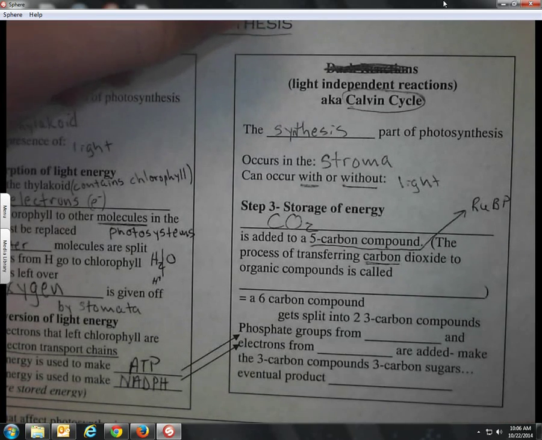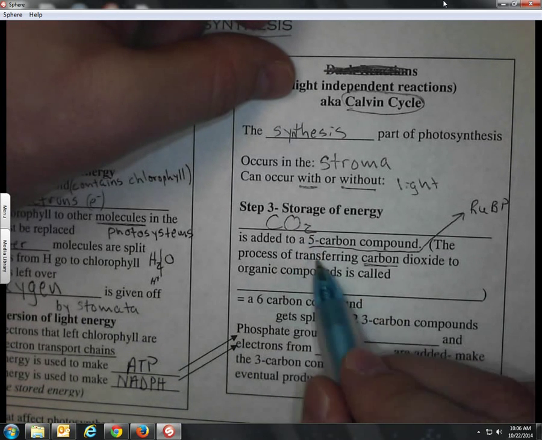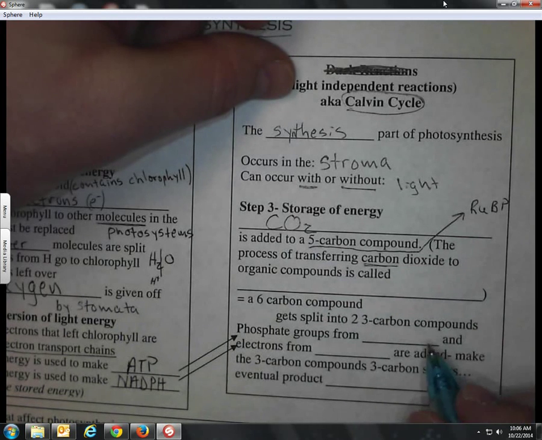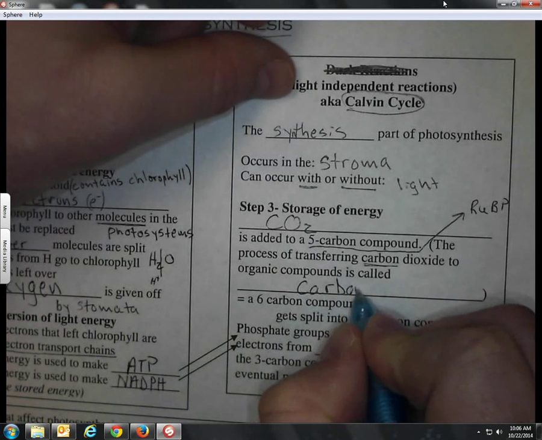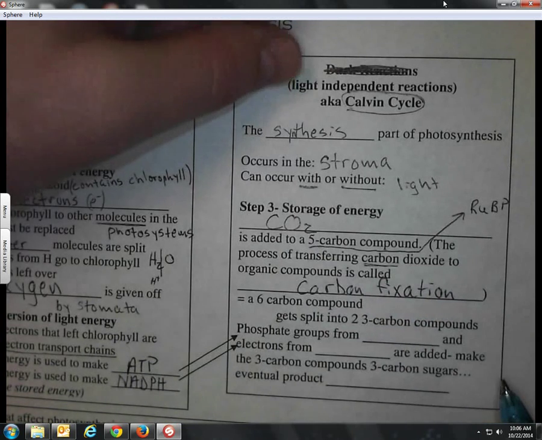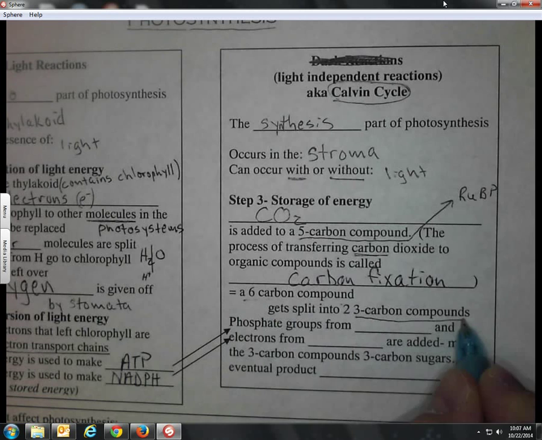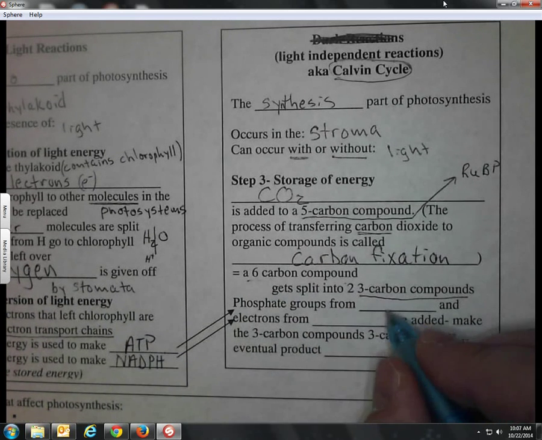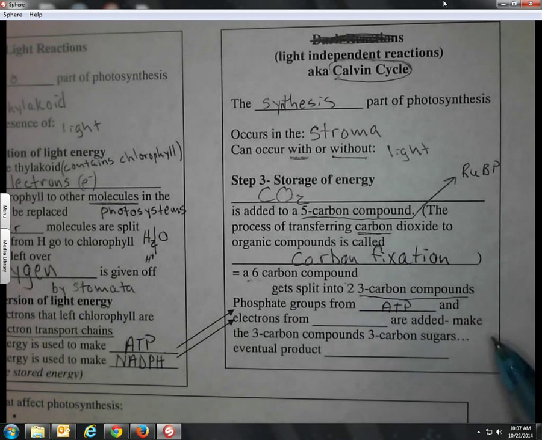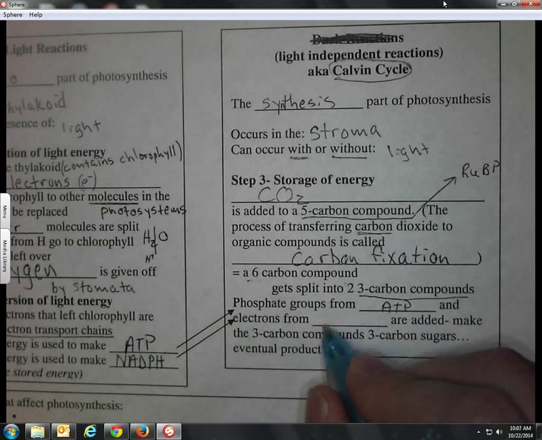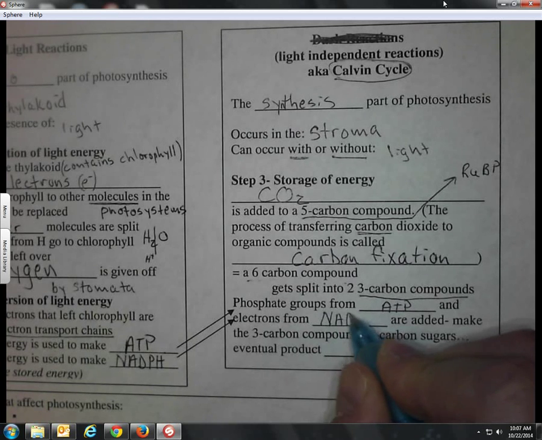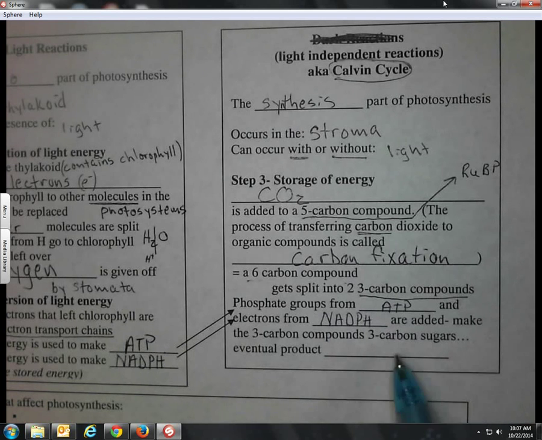This process where the plant takes carbon from carbon dioxide and combines it with RuBP to make it usable is called carbon fixation. In other words, it means it's fixing carbon into a usable form. When it does this, it's going to form a 6-carbon compound. This 6-carbon compound is then going to split apart into smaller 3-carbon compounds. The phosphate from ATP and the electrons that NADPH carries are going to be added to these 3-carbon compounds to eventually make glucose.